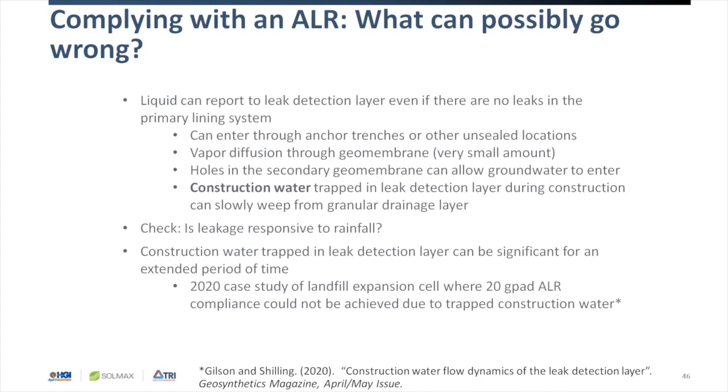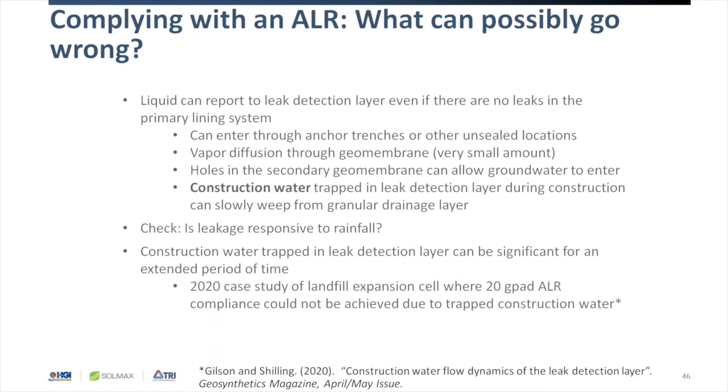But one of the phenomena that we've seen throughout the years that really gives us trouble when we're trying to comply with an ALR is construction water trapped in the leak detection layer. So this is water, usually stormwater, that falls on the leak detection layer material during construction. And that granular drainage layer kind of holds onto the liquid for an extended period of time. Even if it doesn't rain very much during construction, sometimes we actually actively water that layer in order to enable testing of the secondary geomembrane. So the main check to find out whether something else is going on is to check whether the leakage measured is responsive to rainfall.